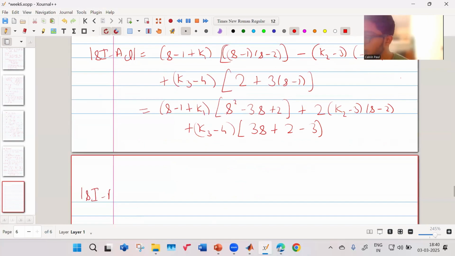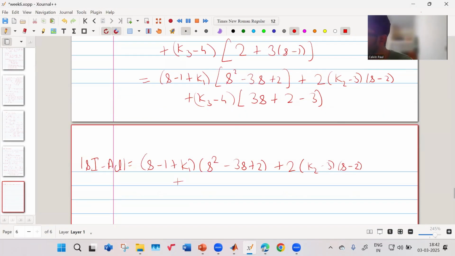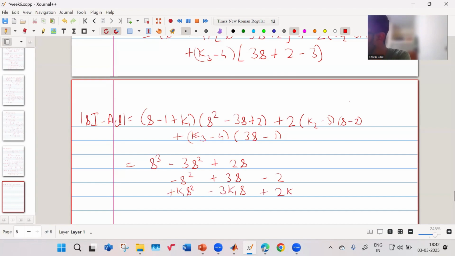So the closed-loop characteristic polynomial, det(sI − A), comes out to be (s − 1) + K1 times (s² − 3s + 2) + (2K2 − 3) times (s − 2) + (K3 − 4) times (3s − 1). Expanding this: s³ − 3s² + 2s − s² + 3s − 2 + K1s² − 3K1s + 2K1.